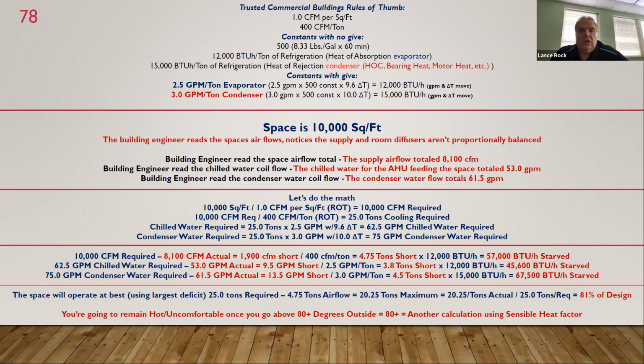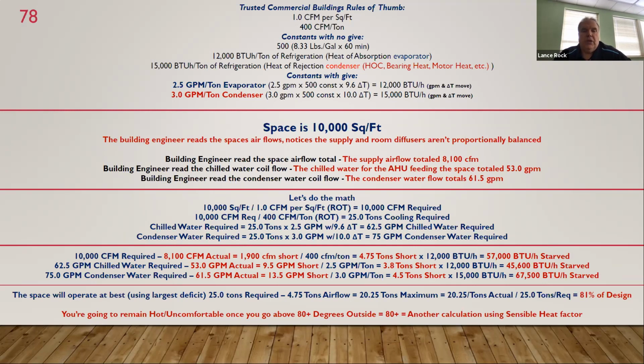I then state in the next section down, we had 10,000, we read actual 8,100, it equals a deficit of 1,900 CFM. Divided by 400 CFM per ton, you're short 4.75 tons, times 12,000 BTUH per ton. Four sections down, 57,000 BTUH. I did the same for the chilled water. I did the same for the condenser water.